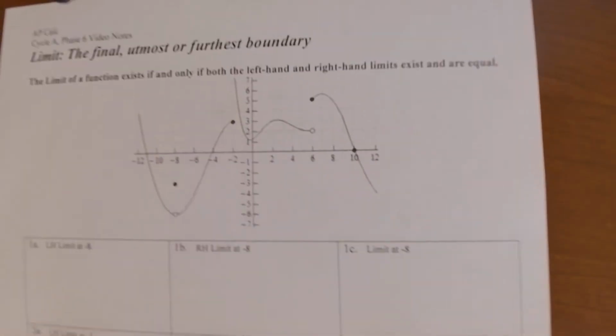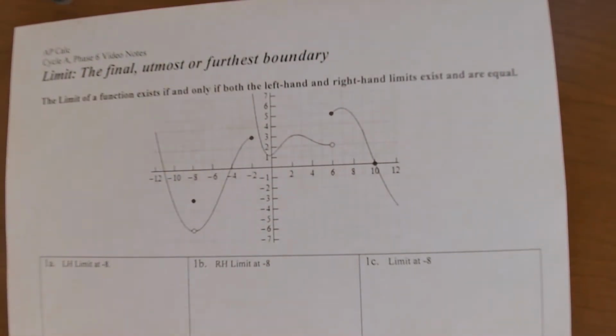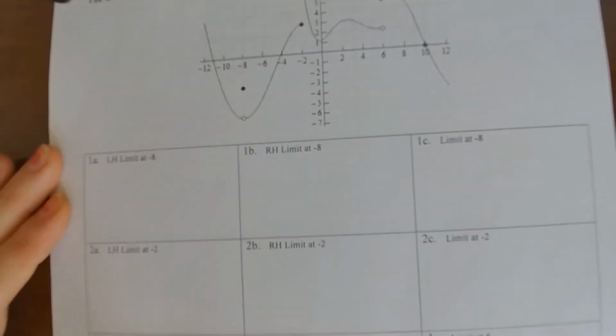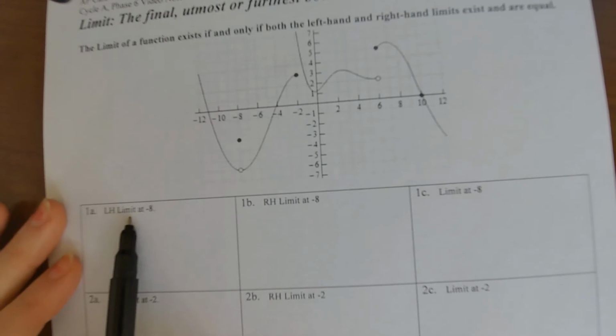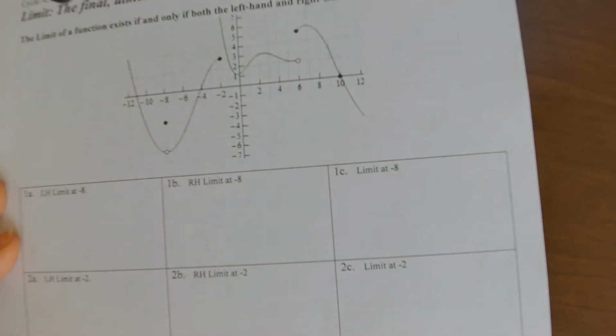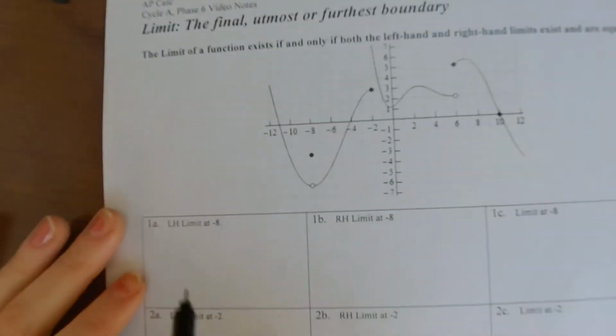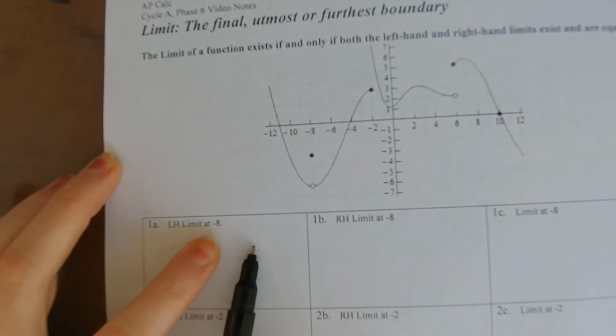Okay, so let's do some examples here using this graph. In this column, we're going to do the left hand limit. LH limit stands for left hand limit. And then we'll do the right hand limit, and then we'll say what the limit is, period. The limit itself, period, means from left and right simultaneously.